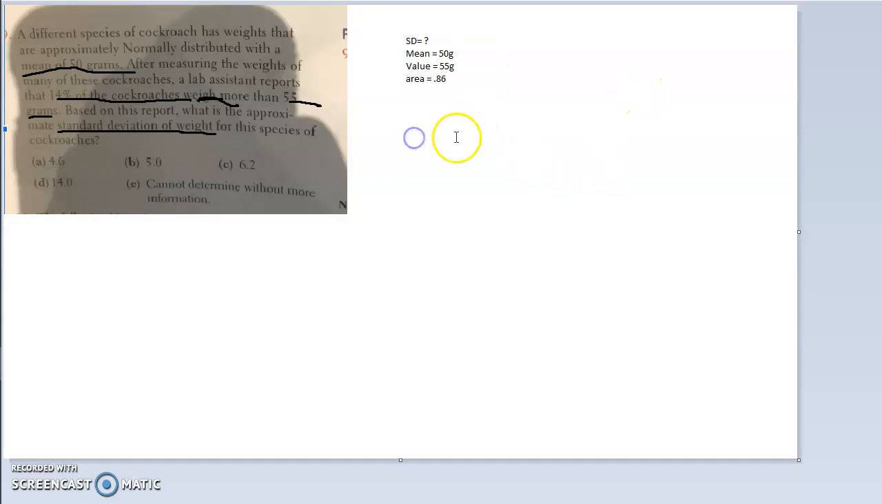And through this, you can go into your calculator and use inverse norm of 0.86, which will be your lower limit. Then, due to the fact that you don't have your standard deviation, you're allowed to assume that the mean for the inverse norm is 0, and a standard deviation of 1, just for the calculation.